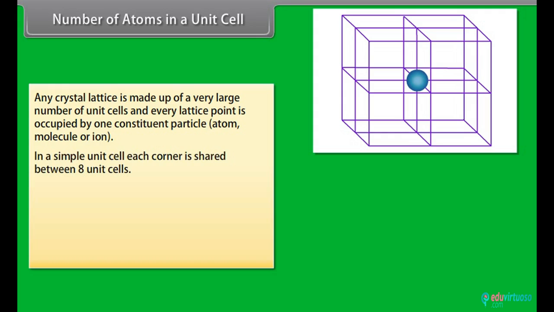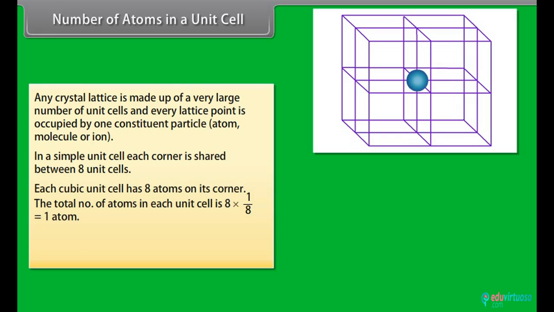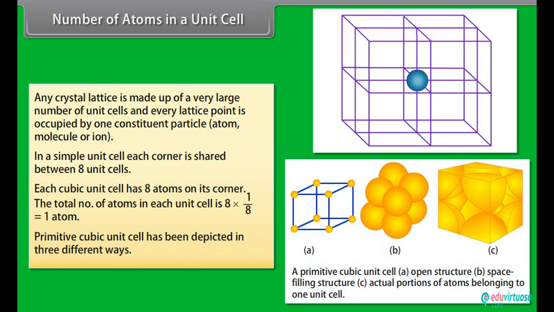In a simple unit cell, each corner is shared between 8 unit cells. Each cubic unit cell has 8 atoms on its corners. The total number of atoms in each unit cell is 8 into 1 upon 8, which is equal to 1 atom. Primitive cubic unit cell has been depicted in 3 different ways.